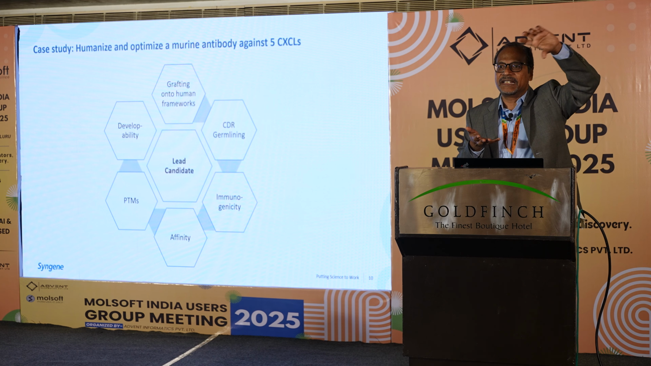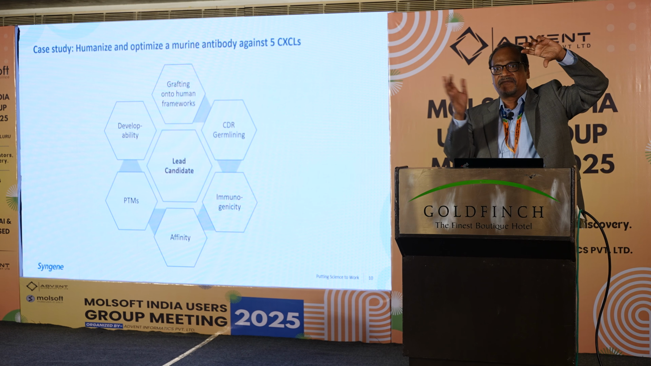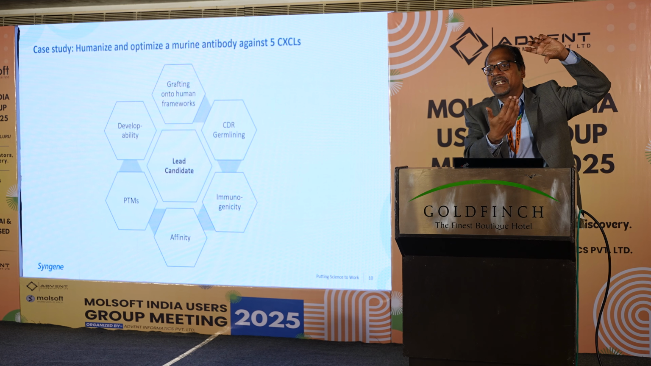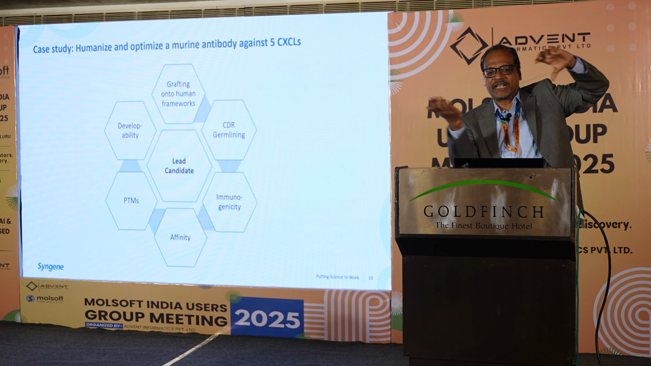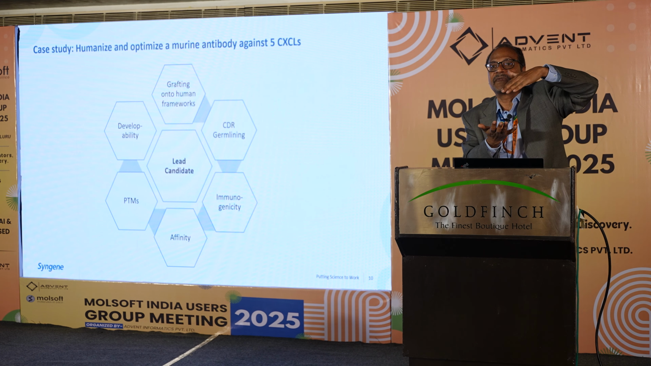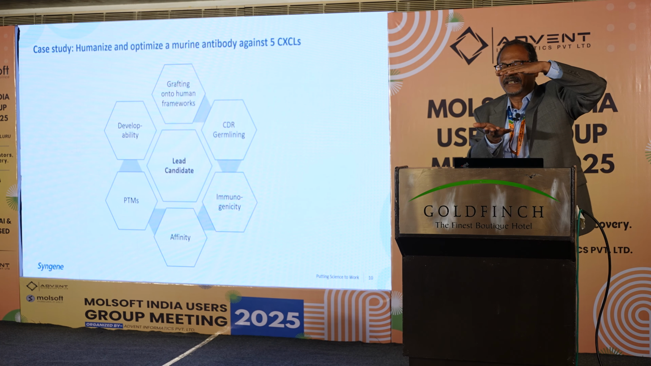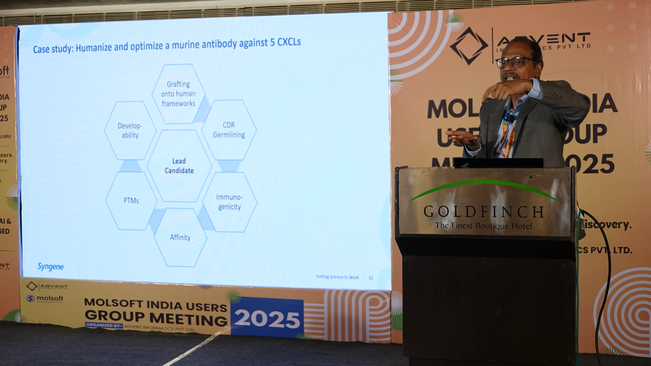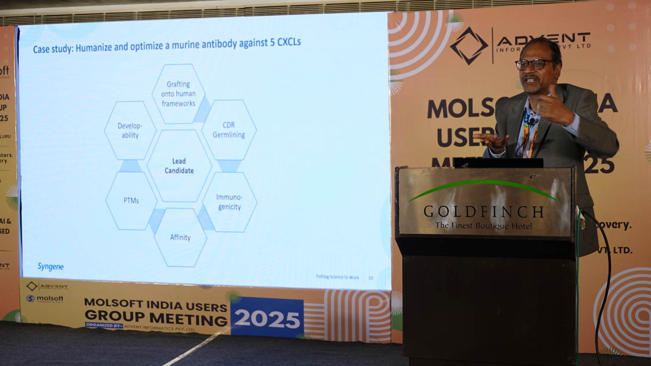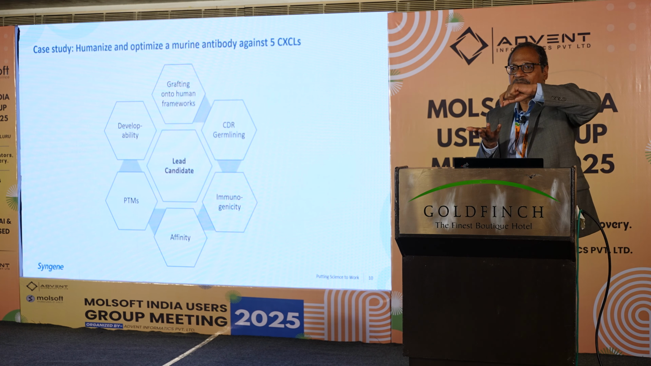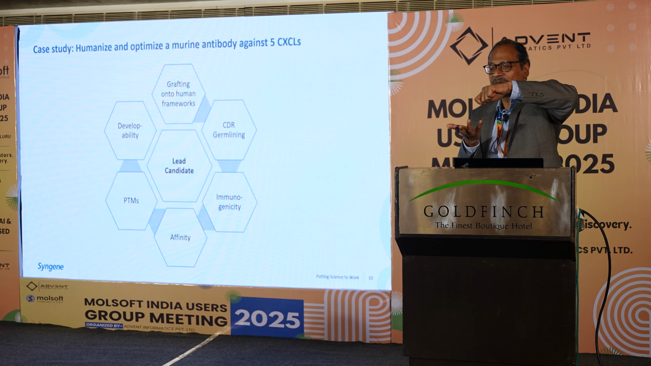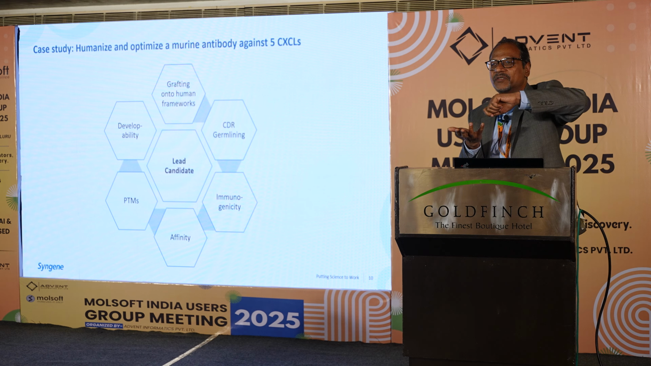Typically when you get such a project, the humanization goes by, you first graft that into human. So you take the CDRs, you find the closest human framework, and then you graft that on that. Now once you get that, the CDR itself might have immunogenic issues. So you start to germline that. What's the minimum changes that I'll make so that it will be less immunogenic in humans?